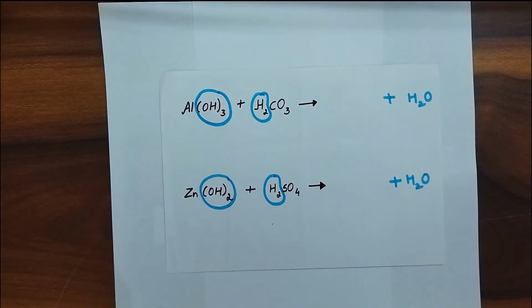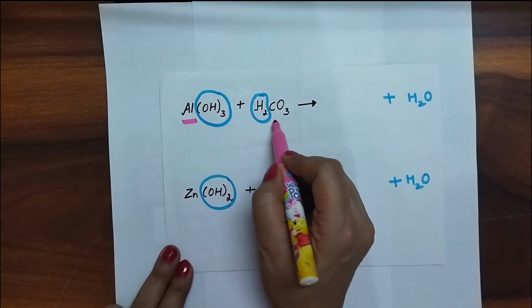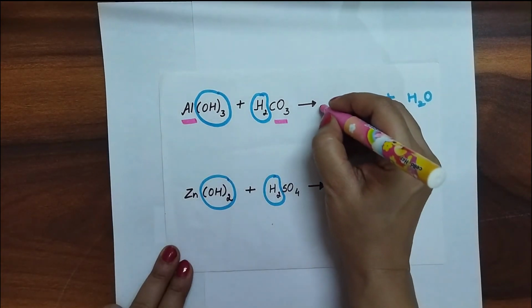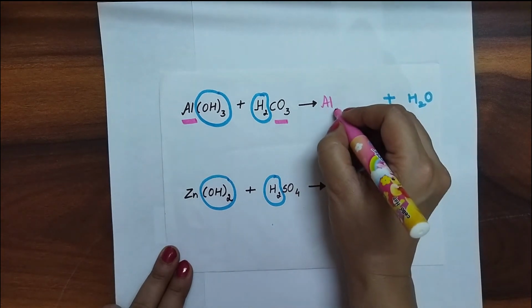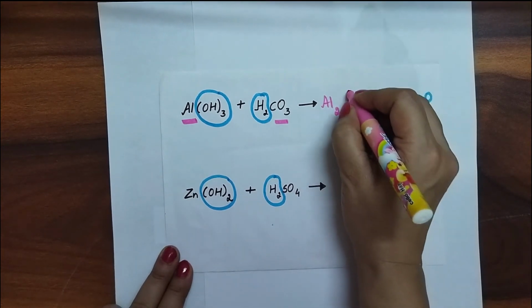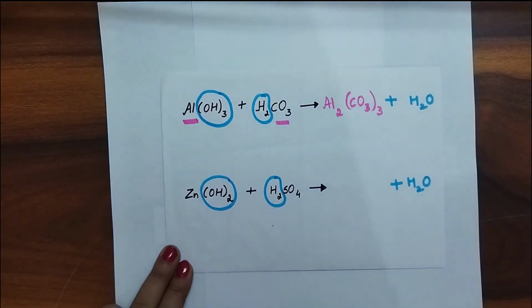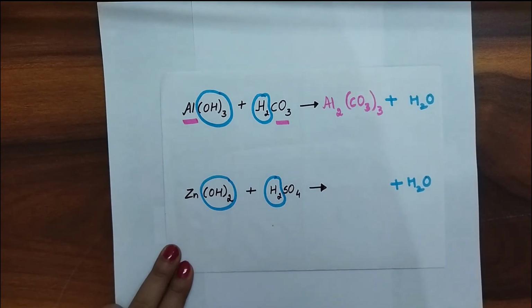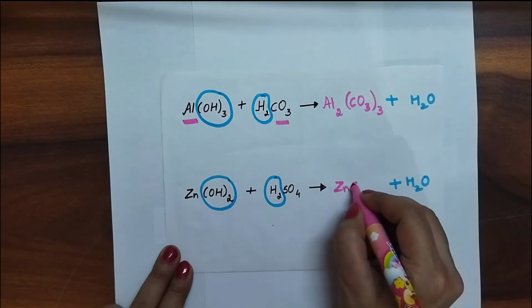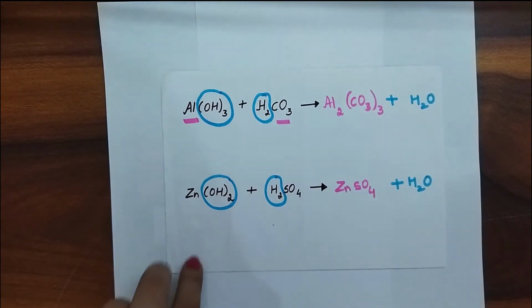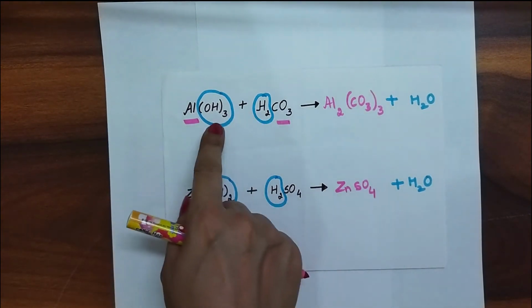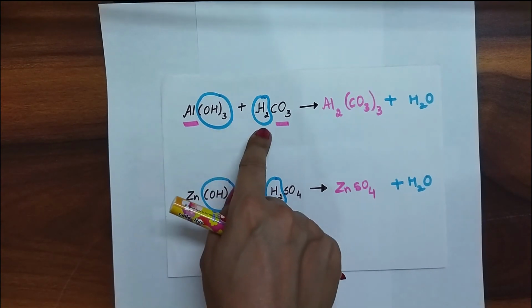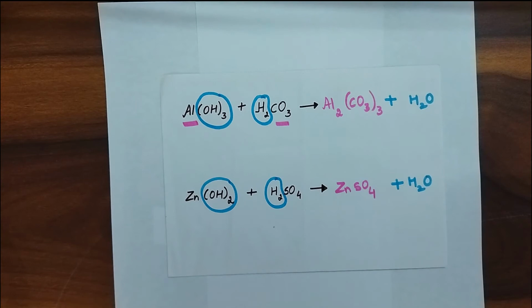Now coming to the product formation, that is what salt will be formed. The name of the salt will be aluminium carbonate. So by the crisscross method you will get Al2(CO3)3. Now in the second example you have zinc here, sulfate here. So the name of the salt will be zinc sulfate and the formula by the crisscross method will be ZnSO4. So when you encircle OH in the base and H atoms in the acid, it becomes easier for you to find out the name of the salt.